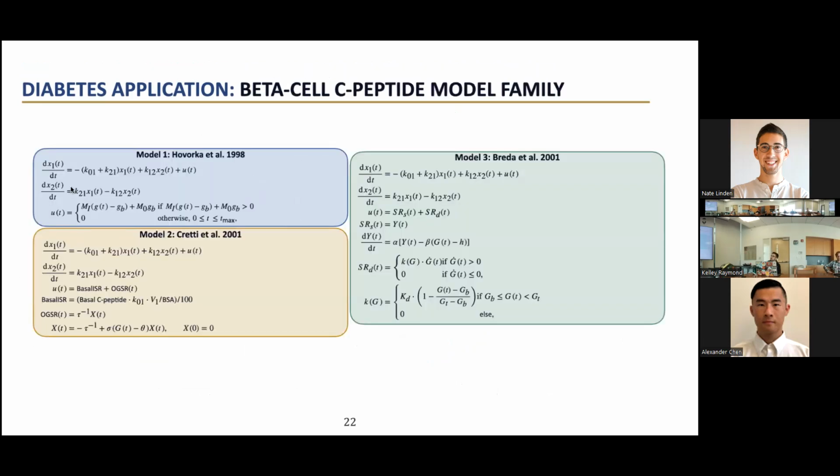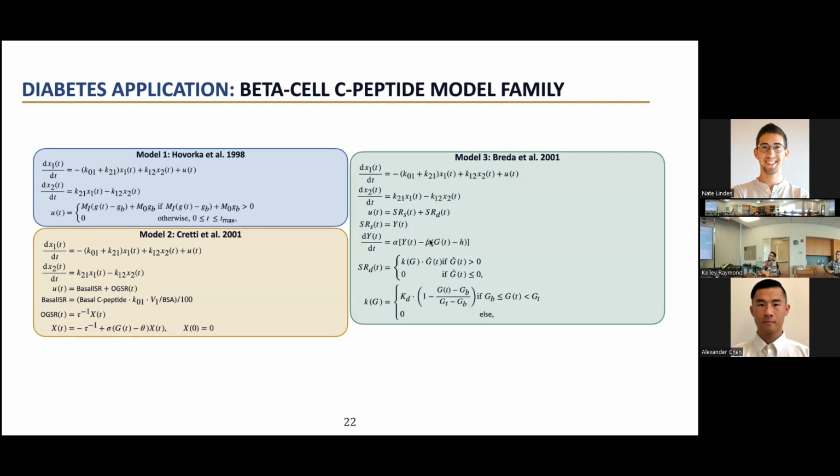So back to the three models really quickly. We have the Hovorka 1998 model, the Creddy 2001 model, and the Breda 2001 model. The three models differ in how they assume that C-peptide is secreted in response to changing glucose. So there's three different formulations for this input function, and they increase in complexity. This one is linear. This one assumes that there's some hidden variable that evolves with some dynamics. And then this one has another hidden variable that evolves with different dynamics that depend on both the current glucose level and how much the glucose level is changing.